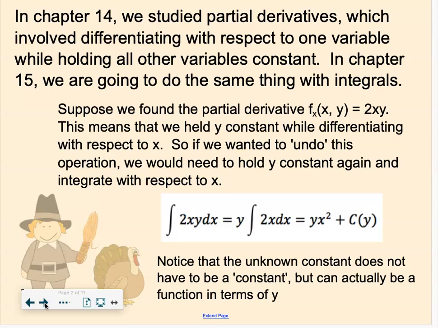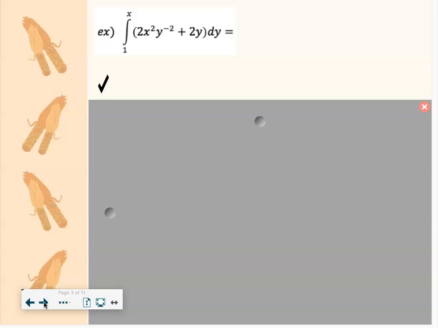So the antiderivative of 2x is x squared. The y comes along as a coefficient, right? And then you have plus some unknown constant, which of course could be a function in terms of y, because if you had an f sub x, all the terms that had y's but no x's would go to 0, right? So anyway, that's kind of a little review.